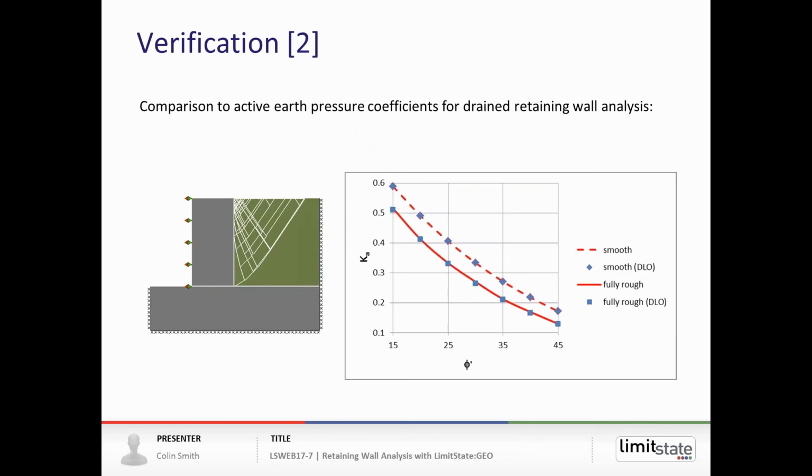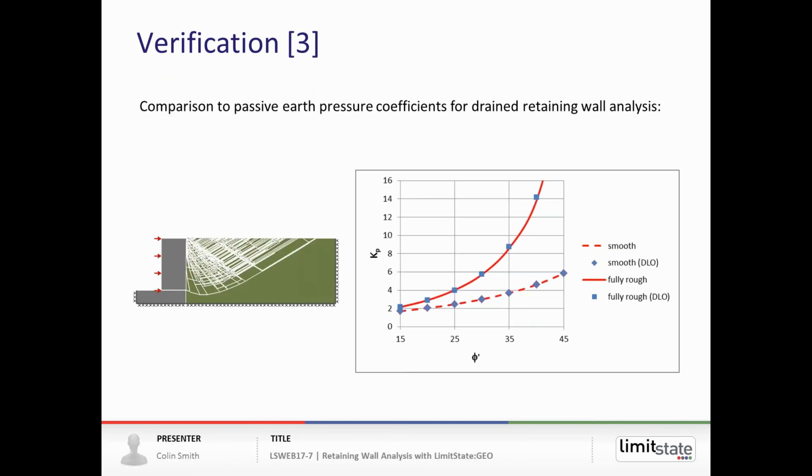And we've checked it against other well-known solutions. So here we're looking at the active earth pressure for a drained problem, frictional soil, and for a smooth and fully rough wall, and we get very good fit between the DLO results and the known theory, and the same for the passive case.